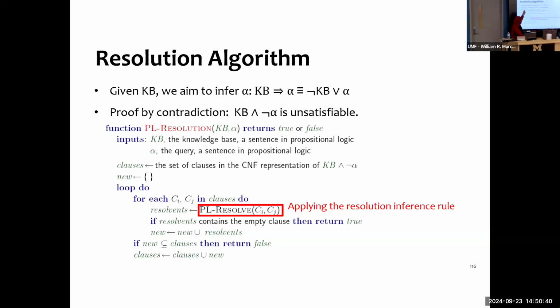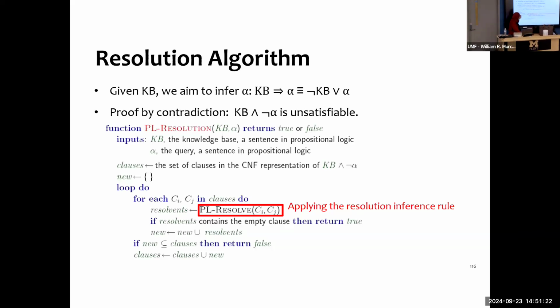We define a function, the proof by resolution, for example. It takes as input both KB and alpha, and based on that, it will return a Boolean result, whether true or false. Our inputs: KB is the knowledge base, a sentence in propositional logic. Alpha is the query, also a sentence in propositional logic. And clauses is the set of clauses in the CNF representation of KB and not alpha. This is what we are going to reach, and we initialize new, where we are going to store the results, as an empty list, and we have a loop as usual.